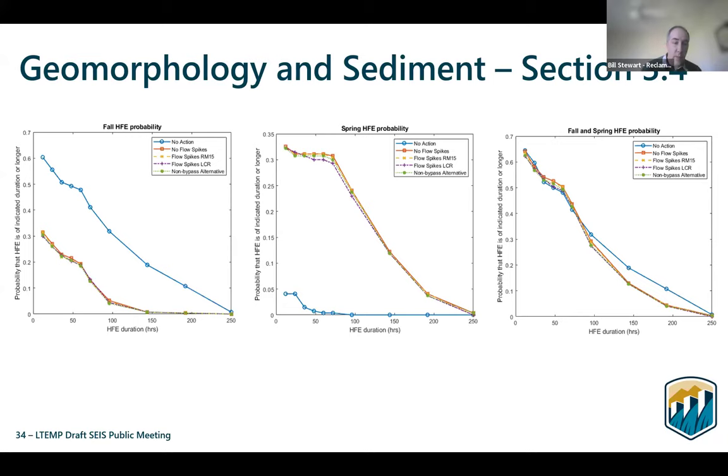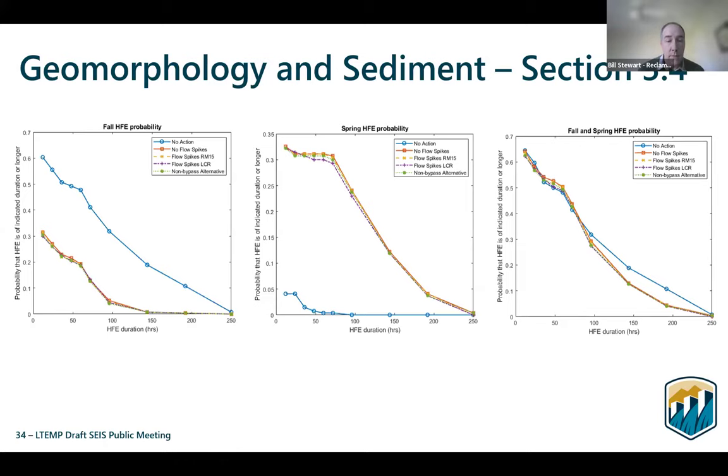And then on the y-axis is the probability of that duration occurring. And so the figure on the left is the fall HFE probability, the figure in the middle is the spring HFE probability, and the figure on the right is the fall and spring combined HFE probability. And what this really is showing is that under the action alternatives with the adjustment to the HFE protocol, the modeling indicated that there would be a lower probability of a fall HFE, when you see the difference of the stacked lines compared to the blue line there.